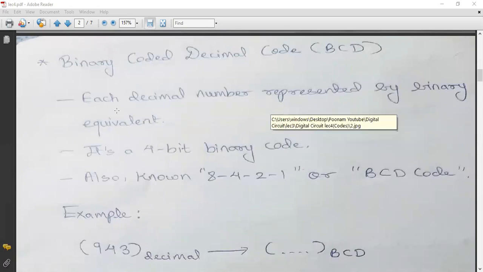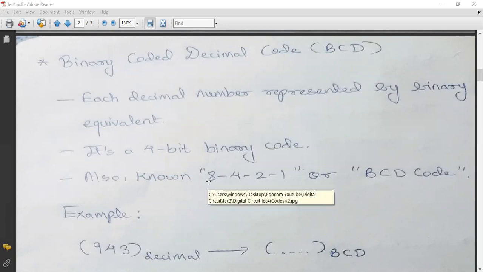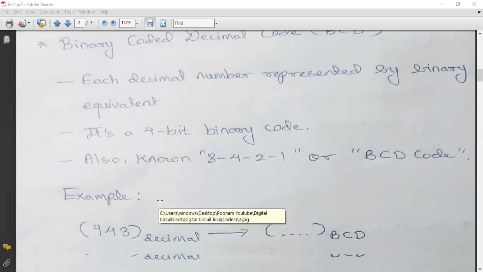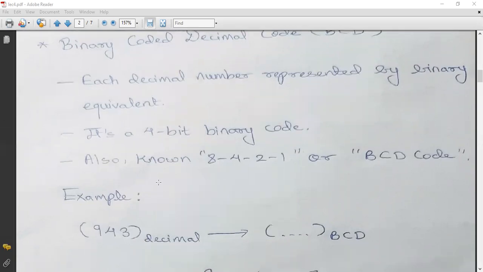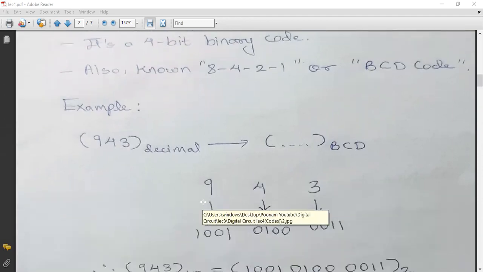So let us see some description about it. Here every decimal number is represented by its binary equivalent, and this binary equivalent is 4-bit. I mean every number is represented by its 4-bit binary code, and it is also known as 8421 or BCD code. So let us understand this with one example. This is a decimal number, that is 943. We have to convert this number into its BCD equivalent.